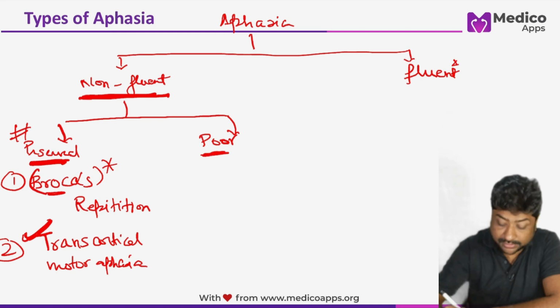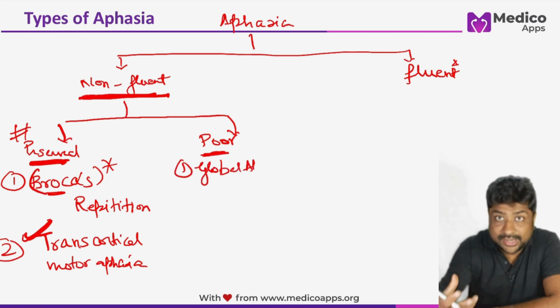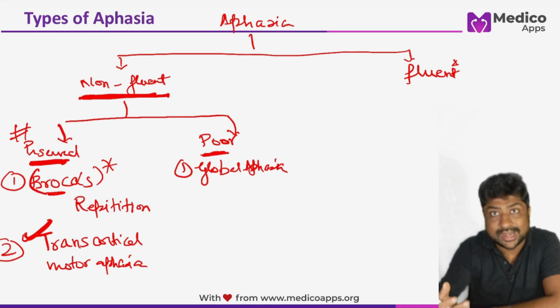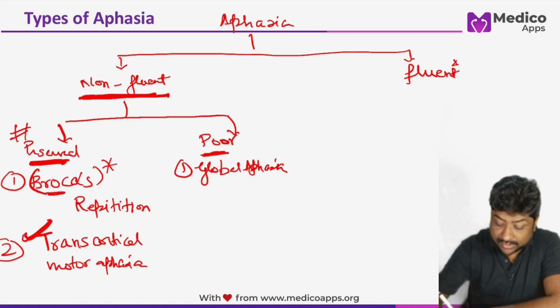When we talk about poor comprehension and poor speech, the person is not able to understand and is not able to speak. So this comes under global aphasia. Global aphasia means when you talk to him, he's not able to understand anything, and also his speech output is impaired.